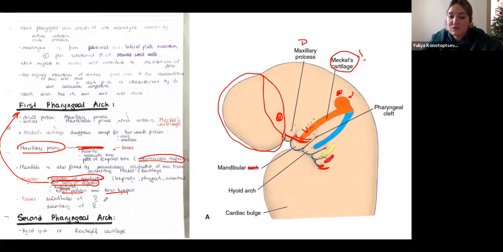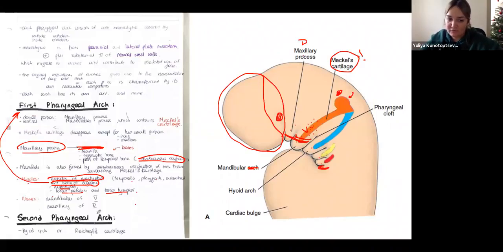The blood vessels, I didn't write them here because we're going to talk about it next lesson. All of the blood vessels of the face and neck and etc., we're going to talk about it next lesson. But of course, you can guess that it's going to be maxillary artery, right? So maxillary artery, we just have to learn where does the maxillary artery come from. Okay, so those are the things that the first pharyngeal arch gives rise to.